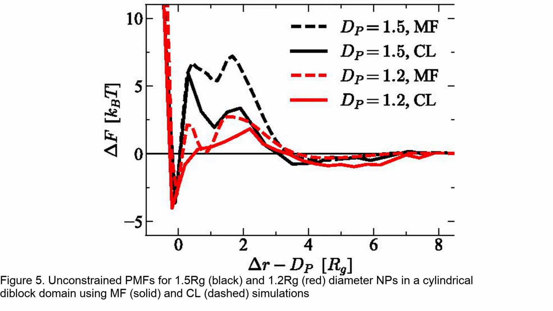Unconstrained PMFs for bare NPs in cylindrical diblock copolymer domains. The PMFs are generated from simulations with one explicit NP and one field-based NP. The agreement between mean field and complex Langevin simulations indicates the robustness of the results.